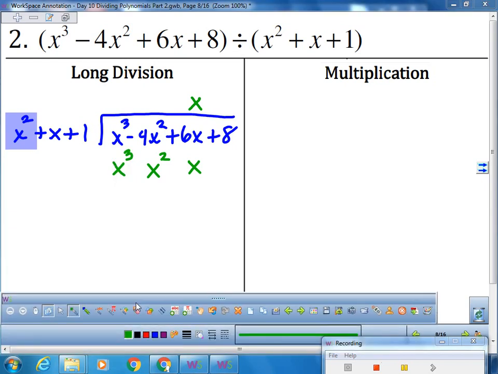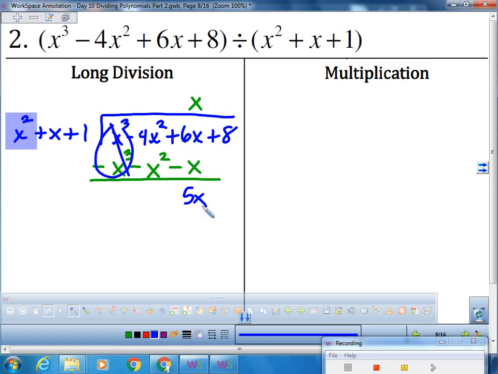So I'm going to draw the line, change all of my signs. That should get rid of this. And I'm left with 6x minus x is 5x. 4x squared minus x squared. Sorry, I'm missing the negative, right? There's a negative there. So negative 4x squared plus negative x squared is negative 5x squared. This is a positive. And now I'm going to bring down my 8.